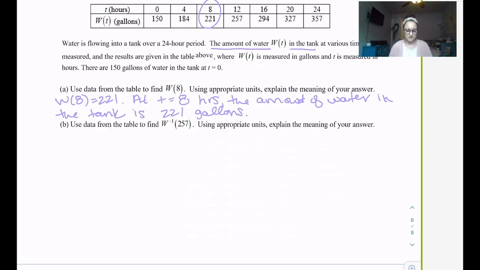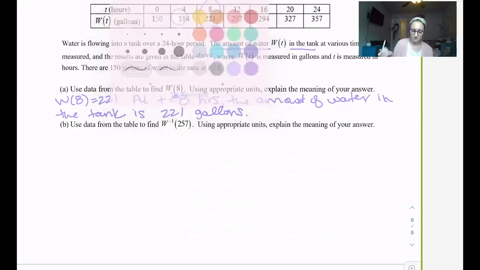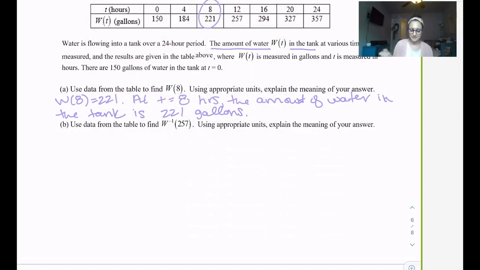Okay, part B says use the data from the table to find W inverse. Remember, inverse is switching x and y's of 257 using appropriate units. Explain the meaning. Again, you don't need to rewrite that whole sentence in your notes. Just put B and then put W inverse. So now, going the other way, W inverse of 257 is going to be 12.